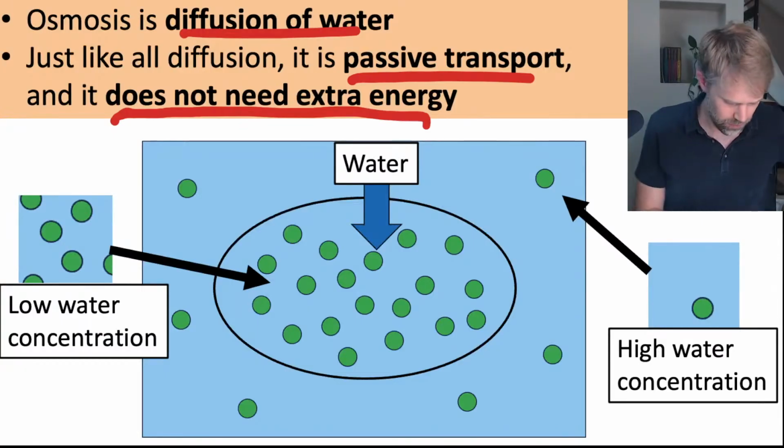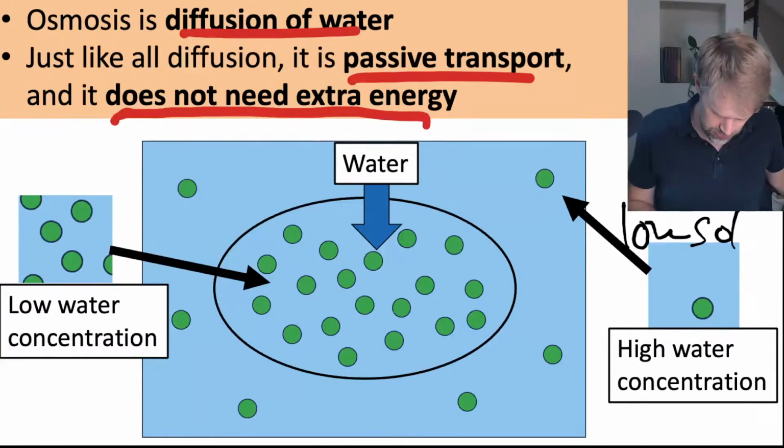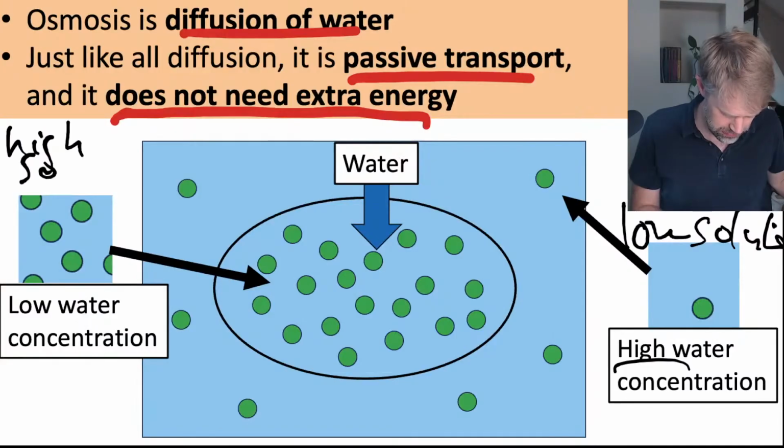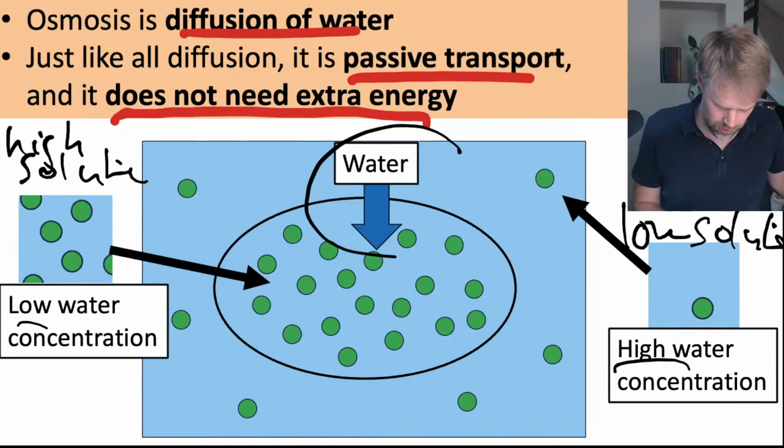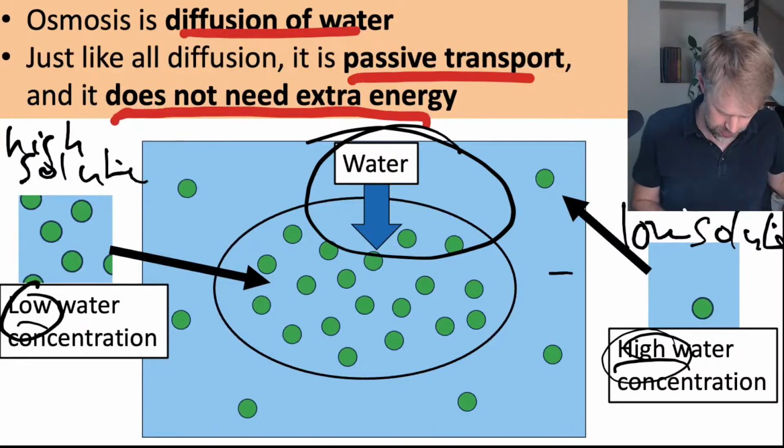So here, as you can see in this diagram, where we have a low solute concentration, we have a high water concentration. Where we have a high solute concentration, we have a low water concentration. And water here wants to move from high concentration to low concentration.